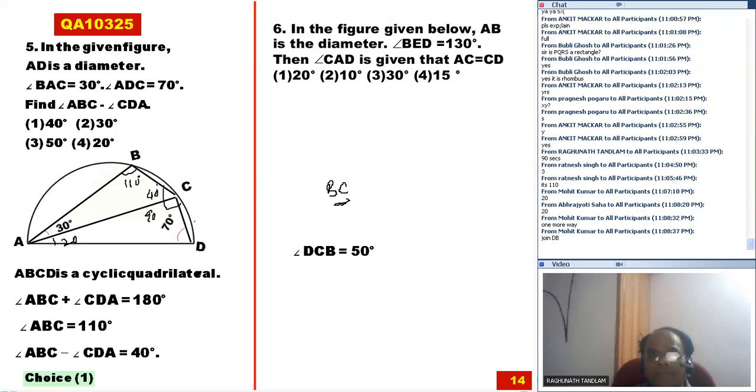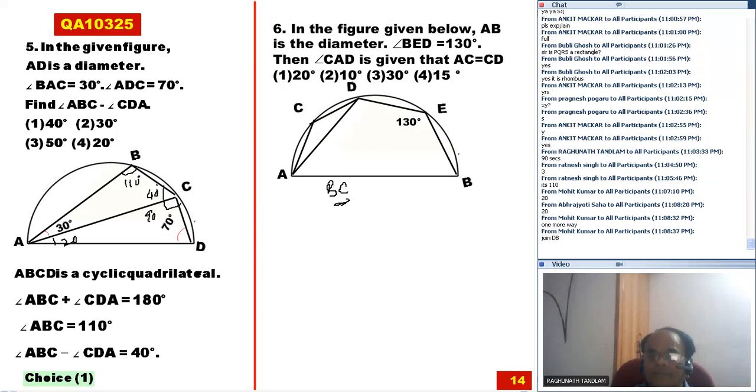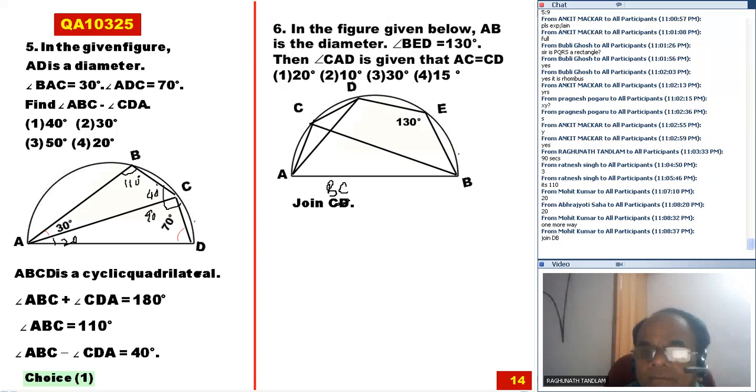Rogan, is this clear? Join BC, not DB. Join BC, Rogan. I've joined BC. Are you clear? Is CDEB a cyclic quadrilateral?